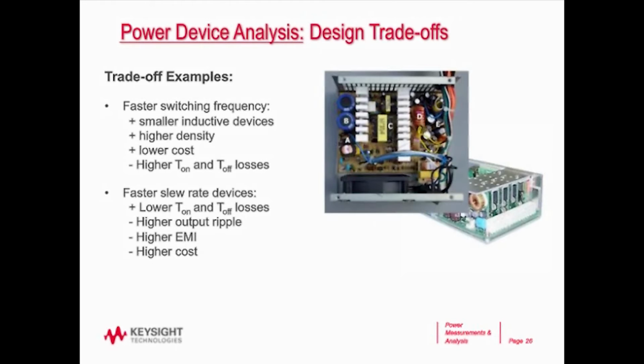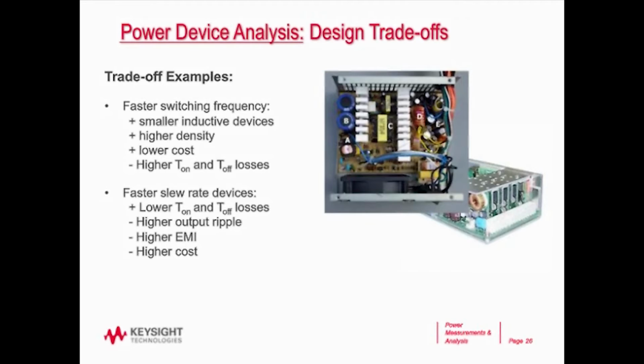But these are some of the trade-offs they make. Switching power supplies are getting faster today, with faster switching frequencies. The benefit of that is it allows for smaller inductive devices, which means you can get higher power density, more power in a smaller package. These smaller inductive devices have lower costs. But the trade-off is if you have a faster switching frequency, now the duty cycle of that turn-on and turn-off time, when the losses occur while the transistor is switching, increases.